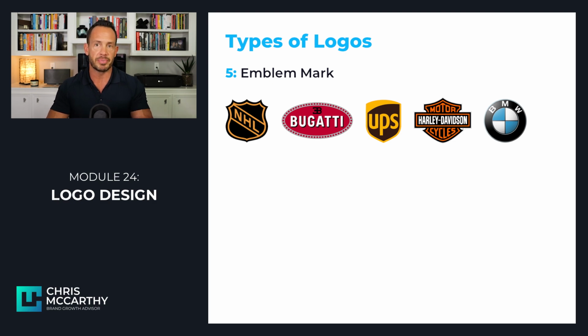Since these logo types include multiple elements, it may become illegible when scaled down to a smaller size. Examples of well-designed emblem marks are NHL, Bugatti, UPS, Harley-Davidson, BMW, and NFL.